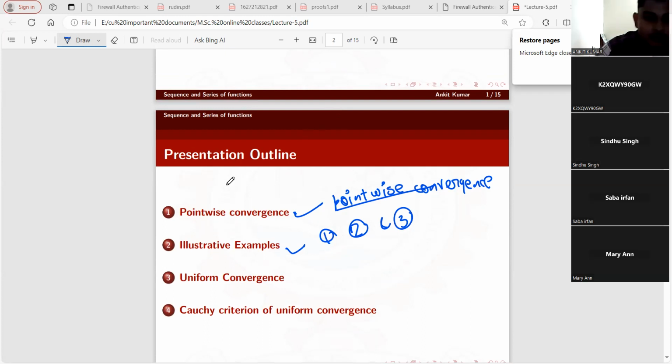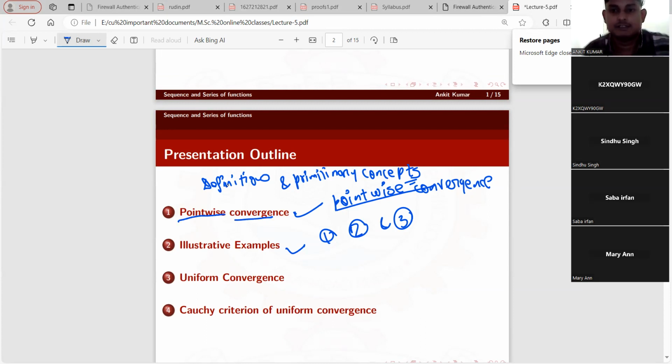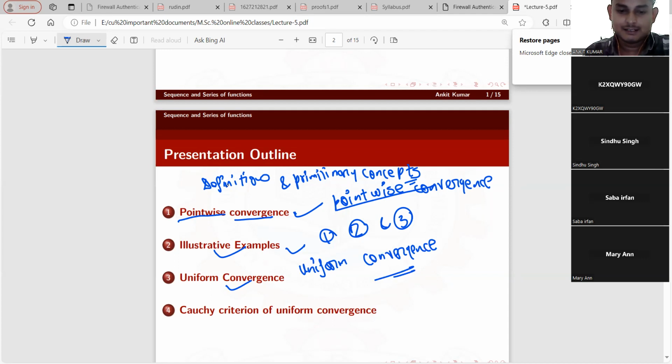First of all, we discuss the different definitions and preliminary concepts. After that, we discuss pointwise convergence and how we define it. After describing pointwise convergence, we describe uniform convergence, and then Cauchy's criterion of uniform convergence.